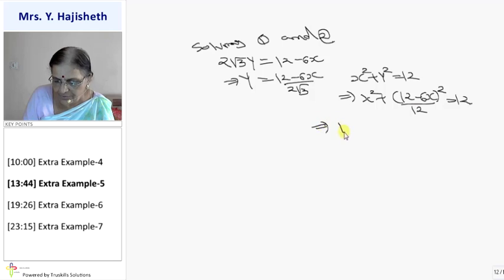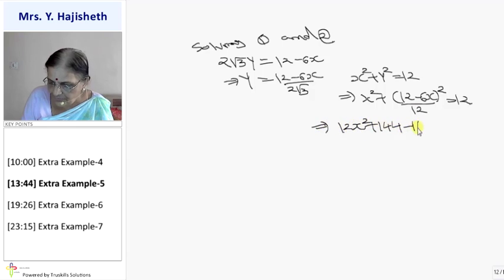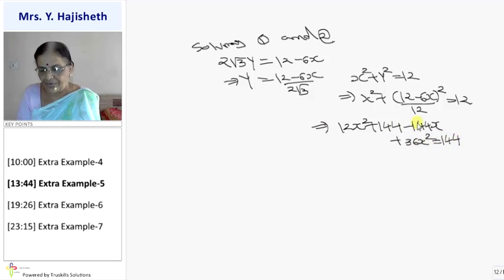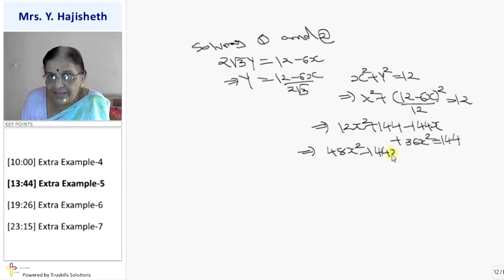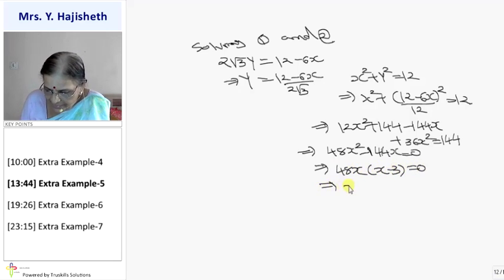So take overall LCM 12. 12x square plus 144 minus 144x plus 36x square is equal to 144. Clear? Open किया square मैंने. Bring everything on one side. 48x square minus 144x is equal to 0. Implies 48x common निकालो, अंदर x minus 3 is 0. Implies x is 0 और x is 3.